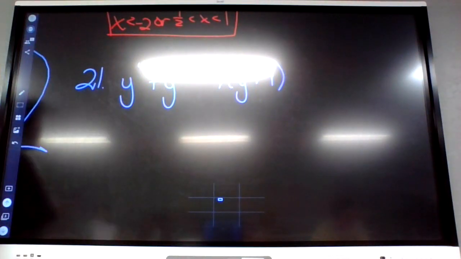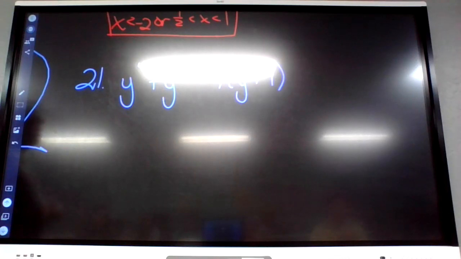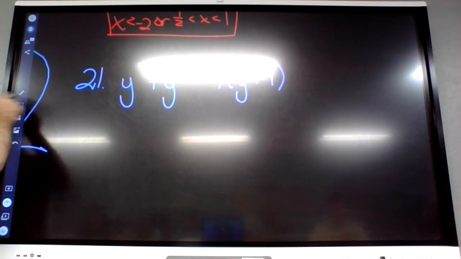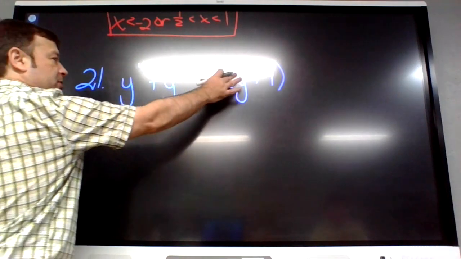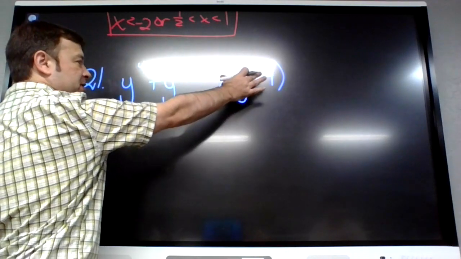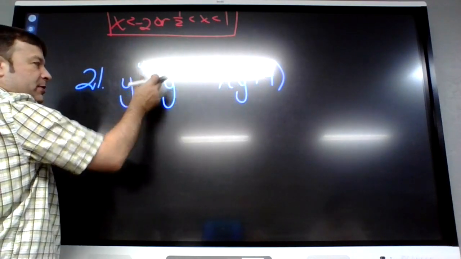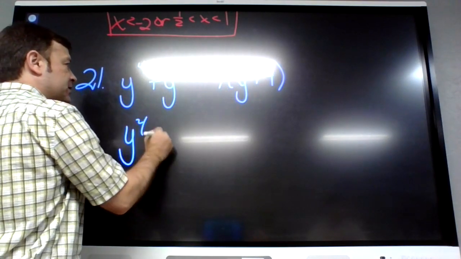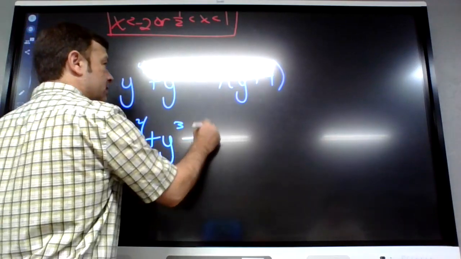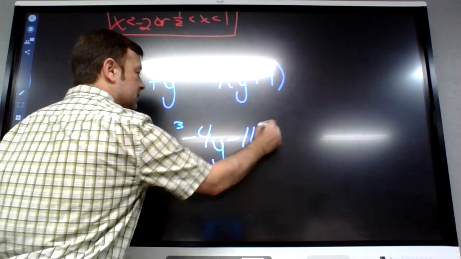Alright, what should we do first on this one? Shh, shh, shh. What should we do first? Quick, quick, quick. We should take some stuff out. Distribute and pull it to one side. So this is 4y plus 16, but when I subtract it over, it'll be minus 4y minus 16.